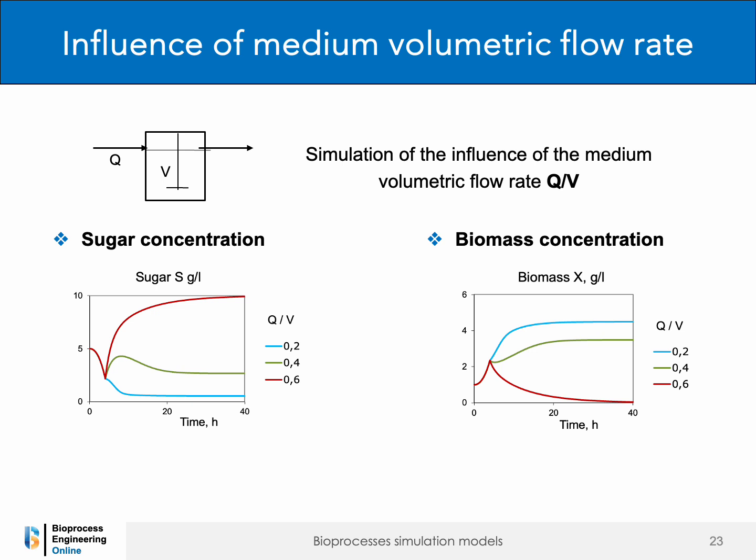As previously inferred from the mass balance relation, the volumetric flow rate Q over V stands out as the principal operational variable in continuous fermentation. The constructed simulation model serves as a valuable tool for evaluating the impact of this volumetric flow rate on both the transient variations and steady-state values of sugar and biomass concentrations.